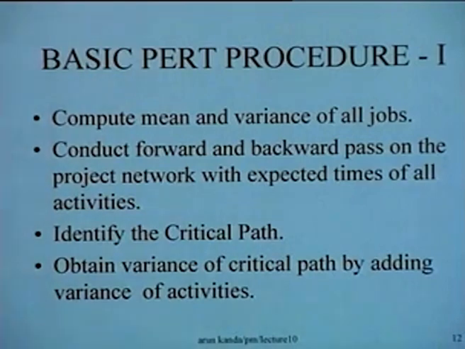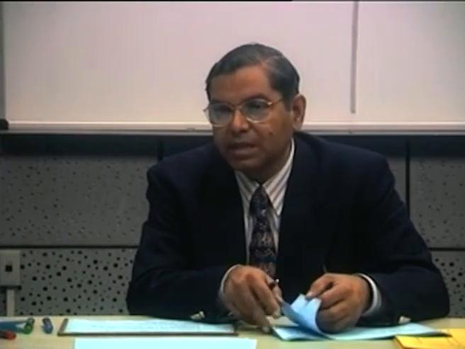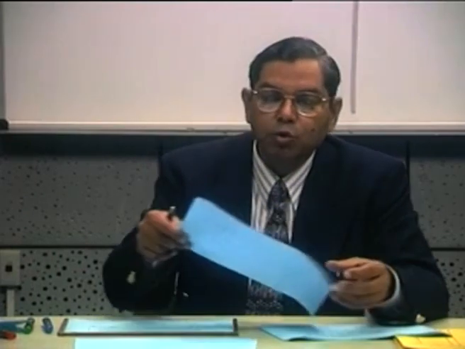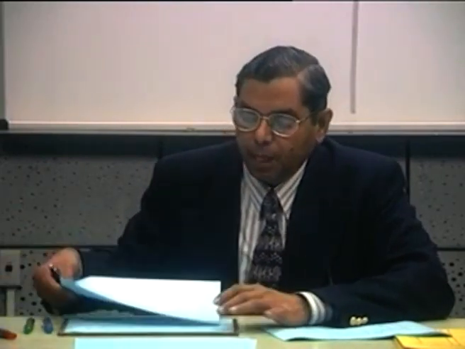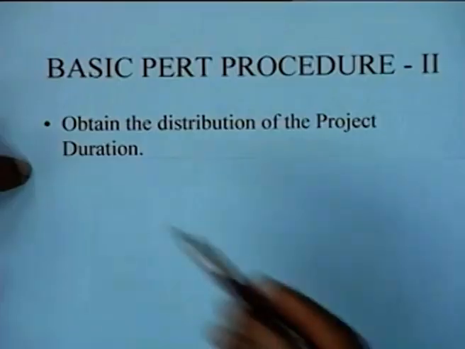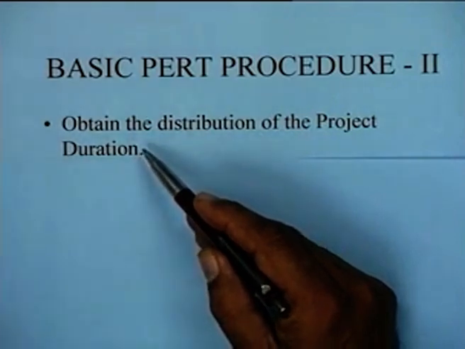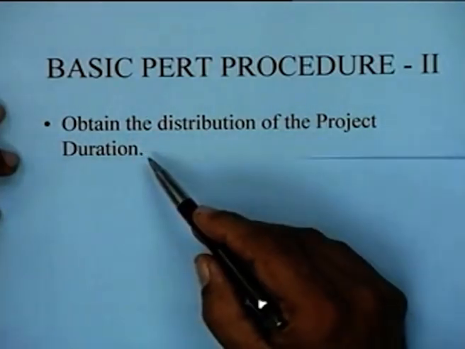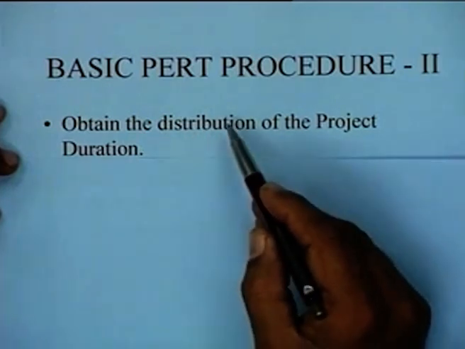So having done this, we are now in a position to compute the distribution of the project completion time, because that is the primary output from the whole exercise of PERT. So what we do is we then obtain the distribution of the PERT or the project duration, and the project duration is in fact normally distributed with mean equal to the sum of the means and variance equal to the sum of the variances of the activities that lie on the critical path.